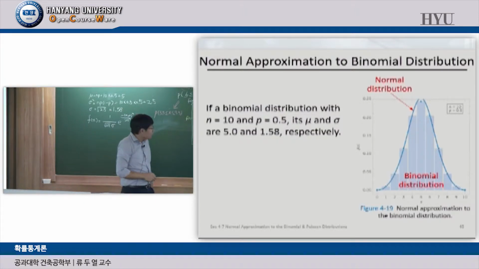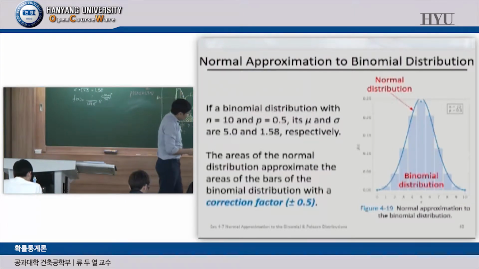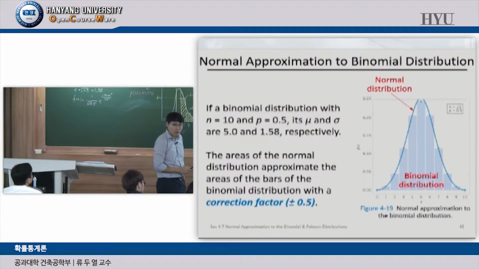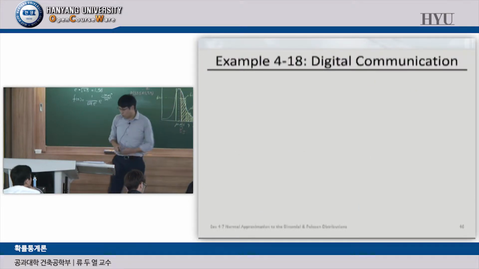Okay? So if we want to calculate the problem regarding the binomial distribution based on this normal approximation, we have to first provide the correction factor to both sides, and then we can use the standardizing method. So the areas of the normal distribution approximate the areas of the binomial with correction factor plus minus 0.5. And this is the example. Example 4-18.